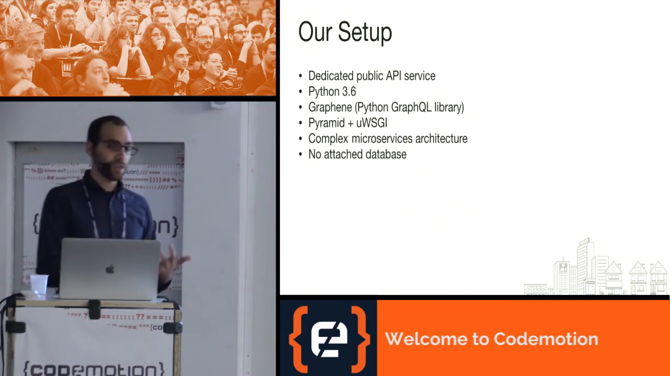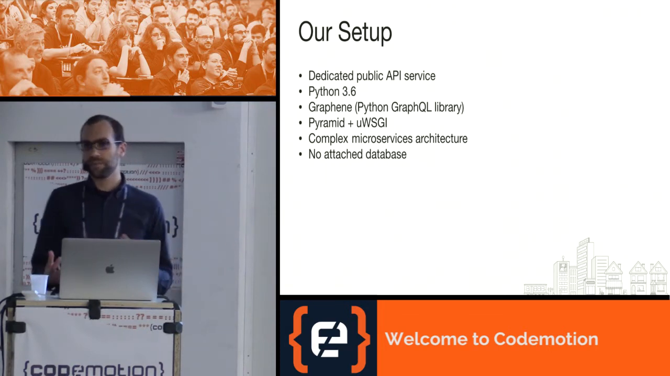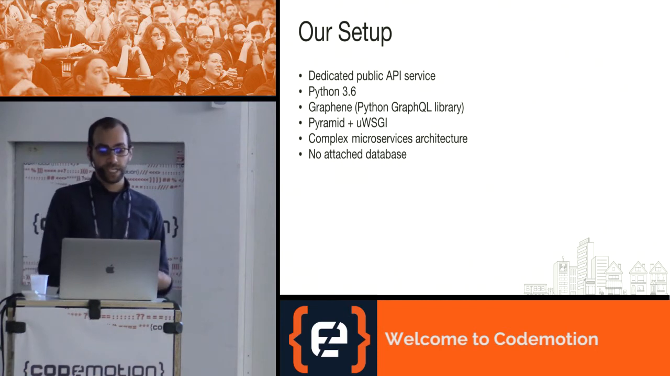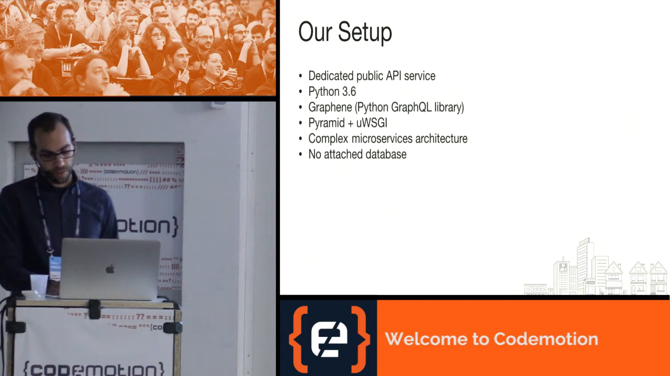We have a pretty complex microservices architecture. As of right now, we've got a couple hundred services in production. I don't know what the actual number is. And the public API itself has no attached database, so it does not own any of its own data. It goes into other services to load everything.